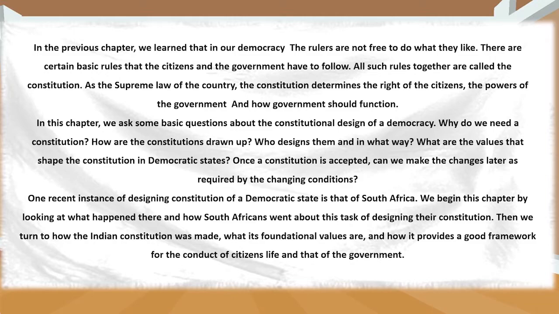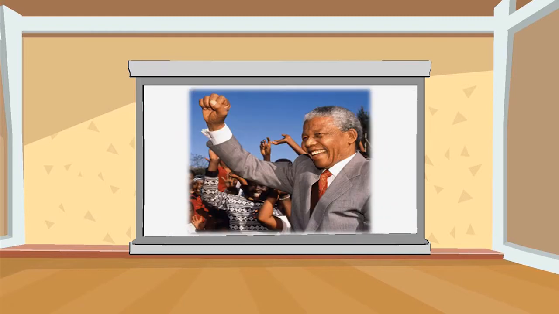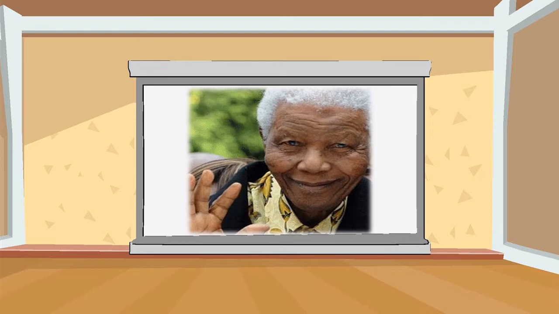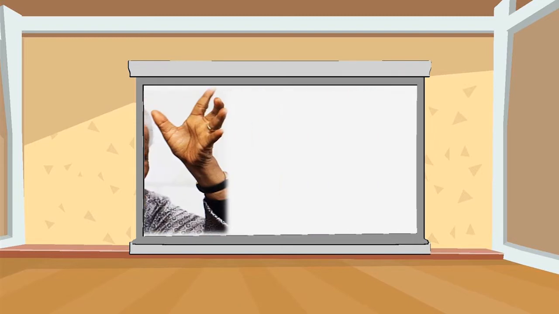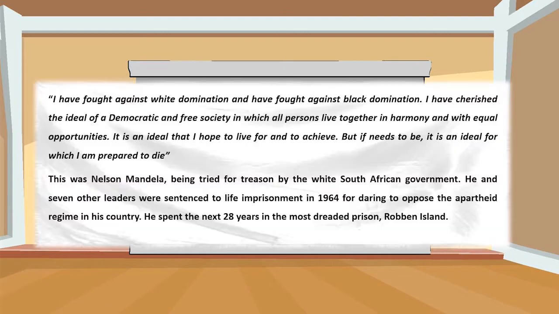The successive paragraph is about the speech given by Nelson Mandela. He expresses that he has fought white domination and will continue to fight against black domination. He mentions that he has cherished the ideals of a democratic and a free society and describes that society as a happy and a united society with equal opportunities. Nelson Mandela was harassed by the white South African government. 8 leaders were sentenced to life imprisonment as they opposed the practice of apartheid regime in their country.